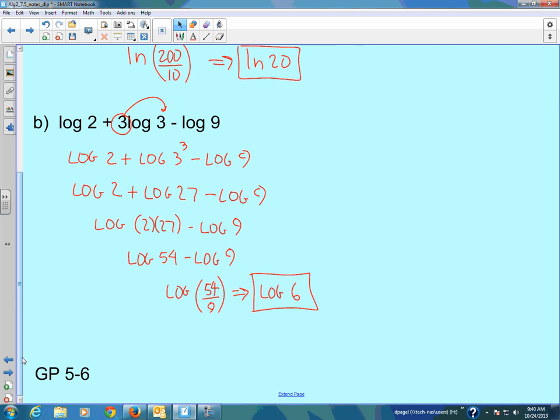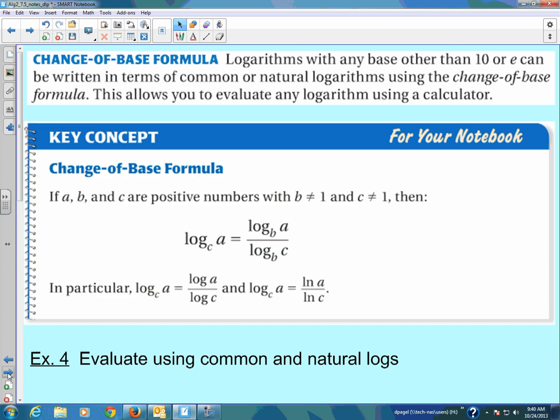Expanding, condensing. Finally, the change of base. This allows us to use our calculator. Again, most of our calculators are base 10 only. Some of them have that cool feature that allows you to do other than base 10s. This will allow us to change something that's not base 10 into base 10.